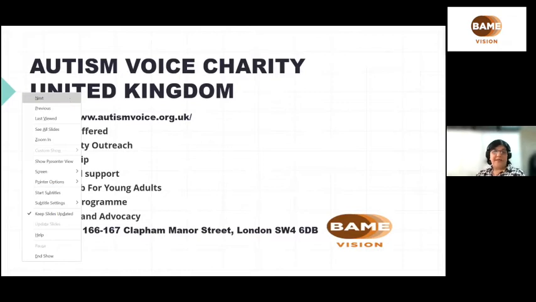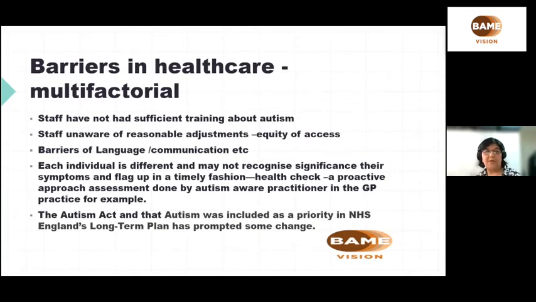Now, when we think about the healthcare side of things, and we're talking about barriers, it is multifactorial. Staff don't have sufficient training about autism, and maybe are unaware of reasonable adjustments. The equity of access is not there. There are barriers of language and communication, and we have to think about each individual, because each individual is different in what their condition is, and they may not even recognise the significance of symptoms and flag them up in a timely fashion, if you like.